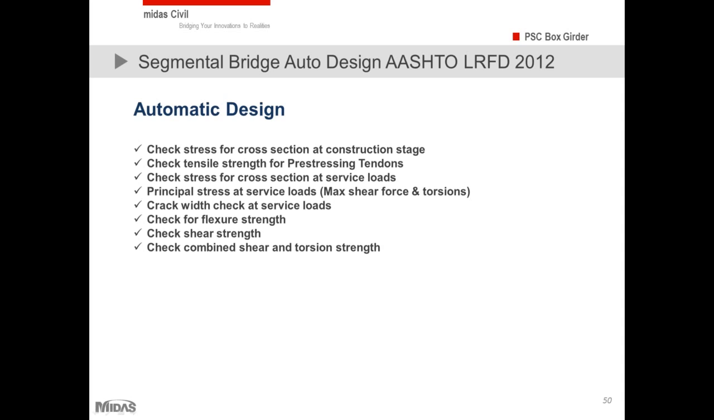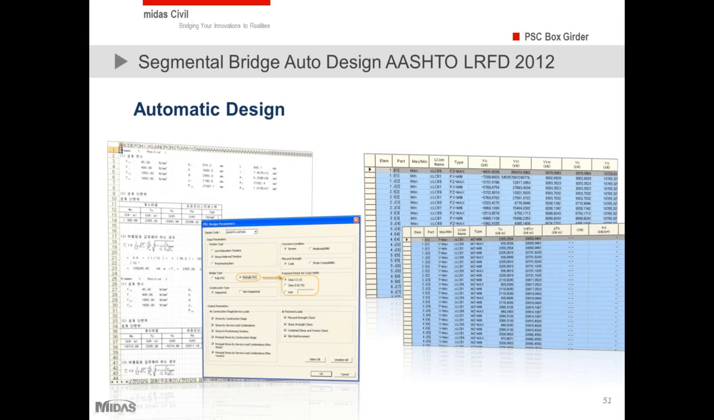So here you can see, you can check the stress for cross section at construction stage, then you can check the tensile strength for pre-stressing tendons, you can also check the flexure strength, shear strength, and you can check the combined shear and torsional strength in MIDASoft. Once you perform the design, MIDASoft can also give you the Excel compatible tables, and it can also generate a full-fledged Excel report for you, which gives you the different formulas used in the program and how these values are calculated. So this is how MIDASoft gives you the design results.